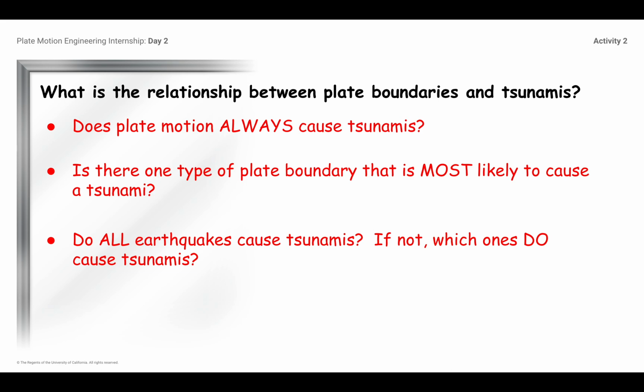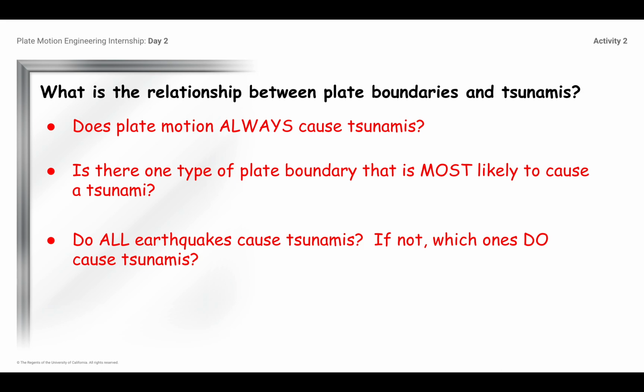Second question, is there one type of plate boundary that is most likely to cause a tsunami? And then the third one is, do all earthquakes cause tsunamis? And if not, which ones do cause tsunamis? In fact, I'm looking for a specific number. If you were there on Friday, we talked about the Richter scale. And typically that is a 0 to a 10, and the higher the number, the more force or the stronger the earthquake. And so I'm looking for a specific number assigned to an earthquake that would be more likely to cause a tsunami. That's very important for you as you are gathering evidence to prepare your model.